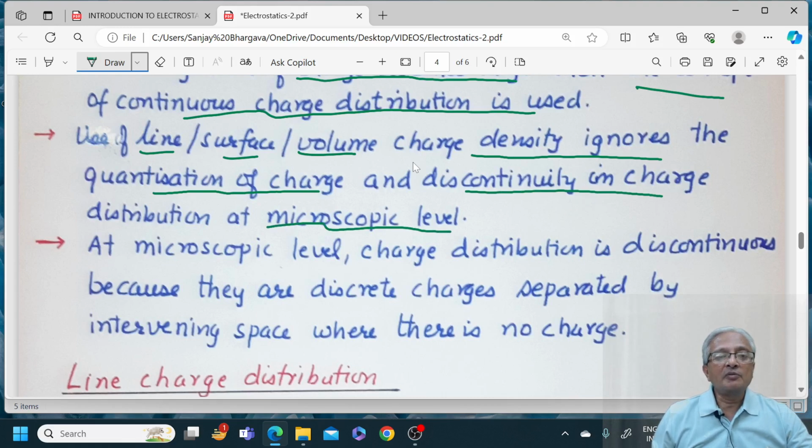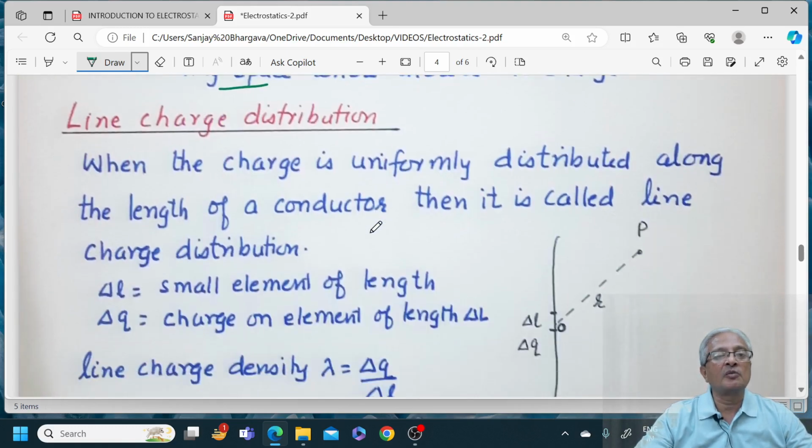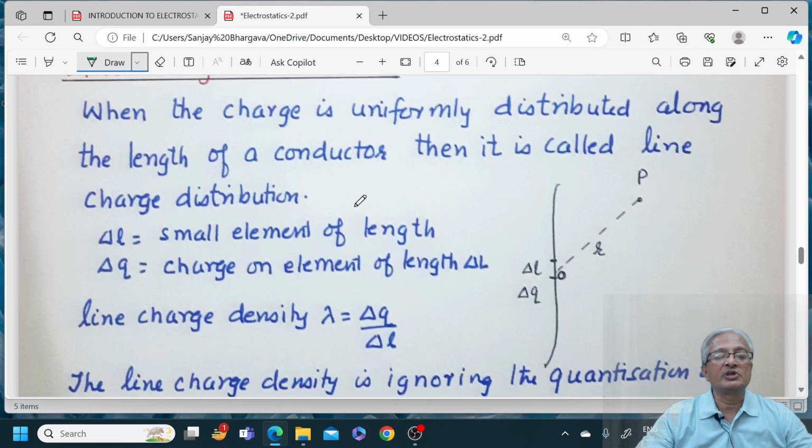Why? At the microscopic level, the charge distribution is discontinuous because there are discrete charges which are separated by intervening space, and at those spaces we do not have any charge. The first type of charge distribution that we talk about is the line charge distribution.